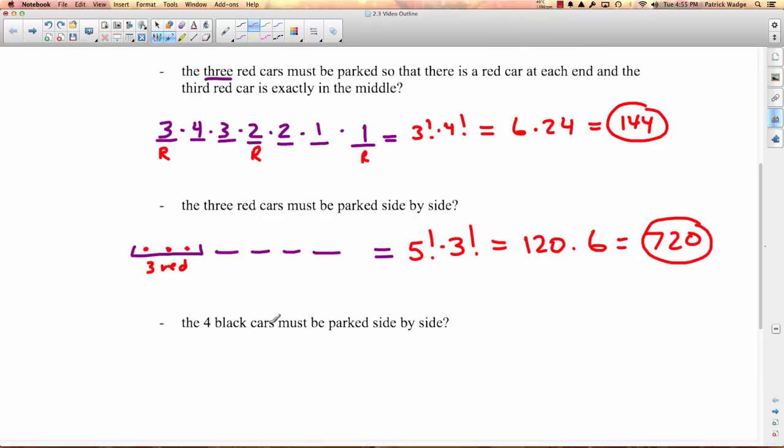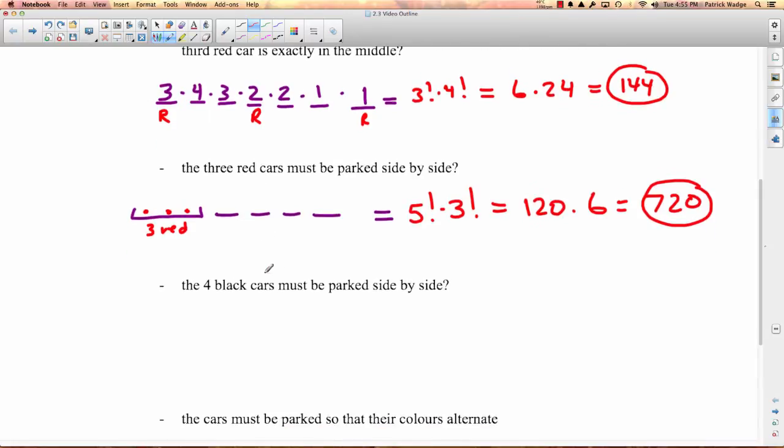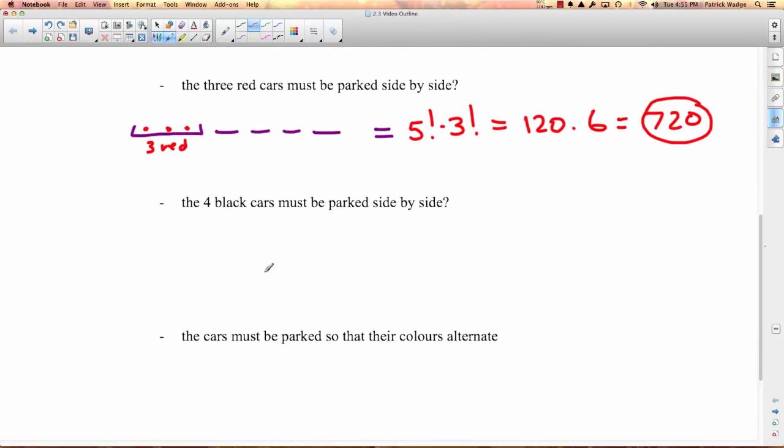Okay, very similar here, but now we're going to put the 4 black cars together side by side. So just like we did above, remember how we thought of the 3 red ones as one element? This time we're going to think of the 4 black cars as one element. Temporarily going to think of that as one element. How many other elements are there? Well, there's also the 3 red cars. So I got to draw 1, 2, 3. Okay, so think of this as one element, second element, third element, fourth element. How many ways are there of arranging those 4 elements? There's 4 factorial ways of arranging those 4 elements.